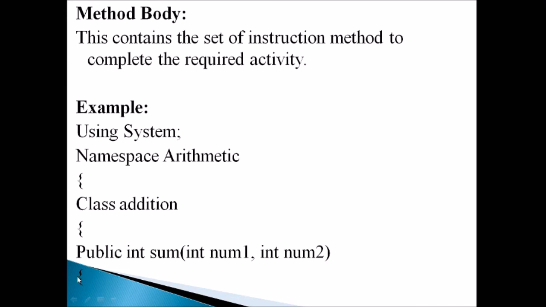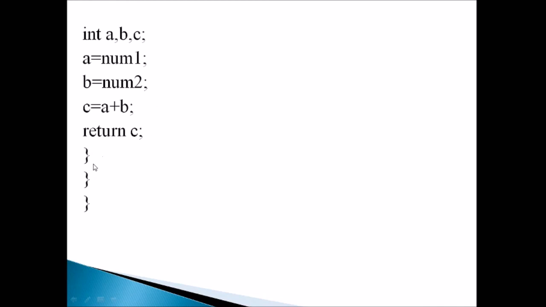After that, there is an open curly brace to define a method, and here is some source code. Then there is a close curly brace for the method, this close curly brace is for the class, and the last one is for the namespace. And what is the source code here? Int a comma b comma c. Three variables are declared with the data type integer, and a is assigned the value of the num1 parameter and b is assigned the value of the num2 parameter. These two values are added and the answer is stored in c.